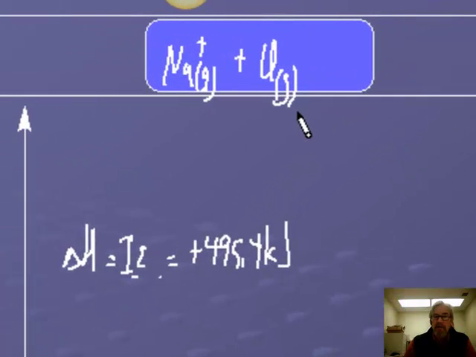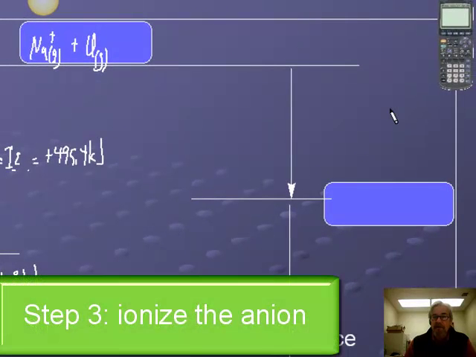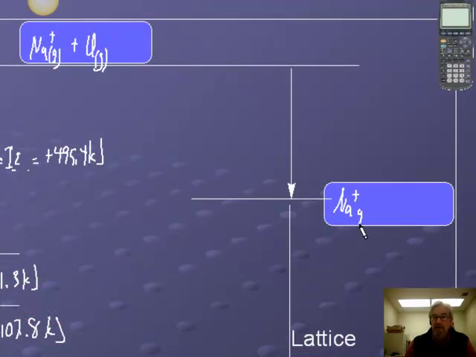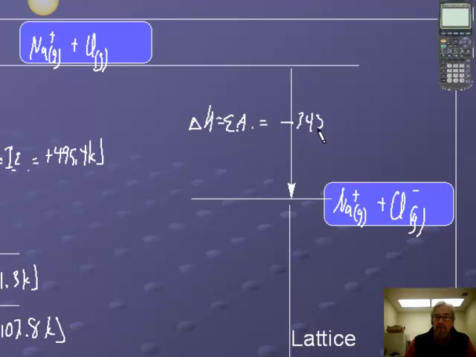The next thing that's going to happen is we're going to ionize the chlorine by adding an electron. So we'll end up with sodium ions as a gas and chloride ions as a gas. This is an exothermic process. The electron affinity is actually the delta H here, and that turns out to be a minus 348.8 kilojoules. So the system loses energy in this exothermic process.